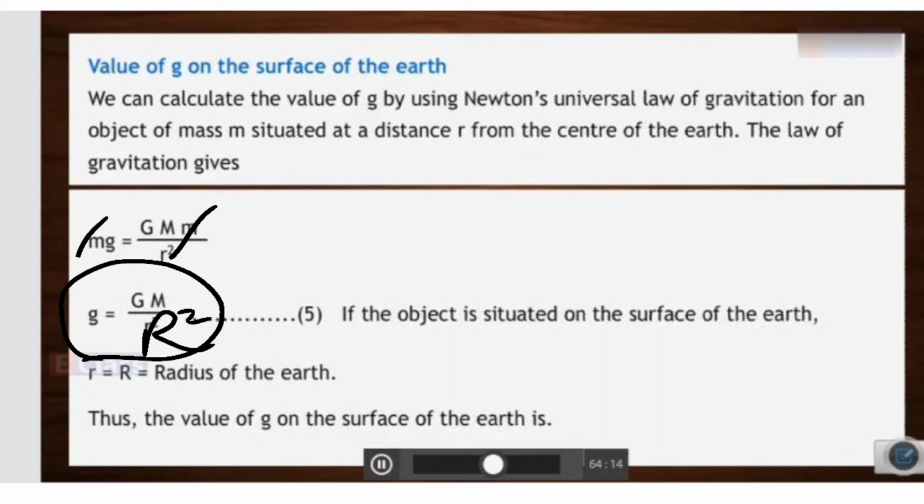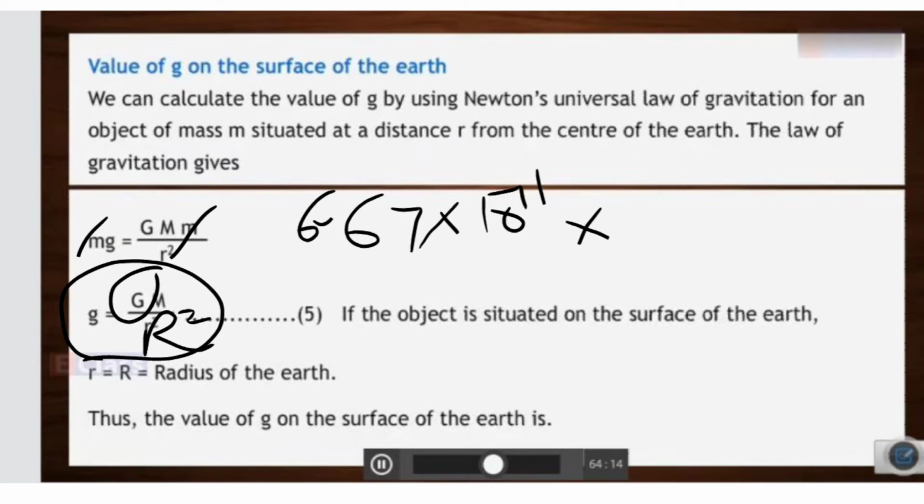So what will be the value of g? You know G, this G is nothing but 6.67 into 10 raised to minus 11. You know the mass of the earth? 6 into 10 raised to 24. Some numbers you have to learn by heart. You should know the radius of the earth also. It is 6.4 into 10 raised to 6, twice because it is squared. So when you calculate it, see this is a number, this is a number, this is a number. Okay. So we will calculate it, and what answer will we get?